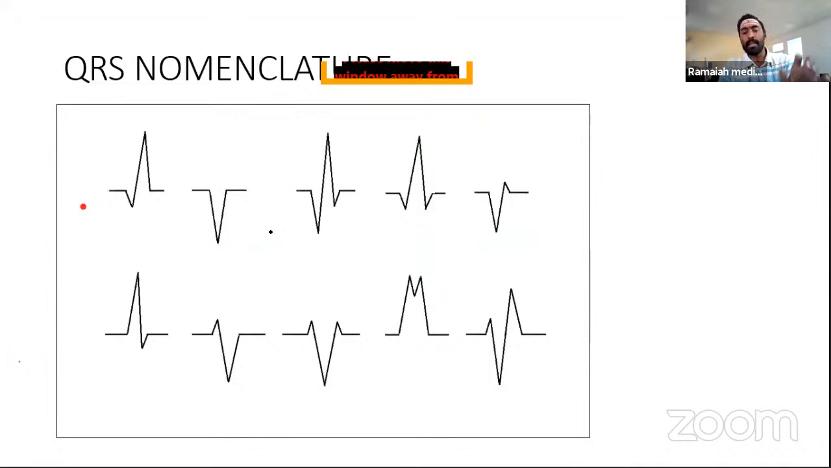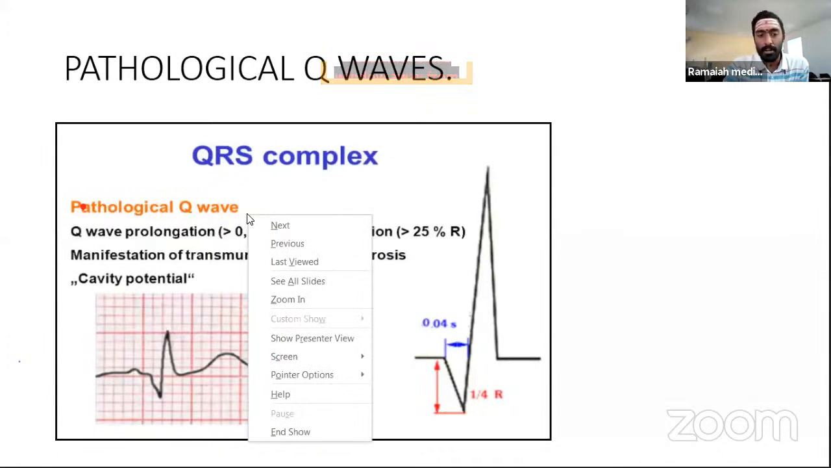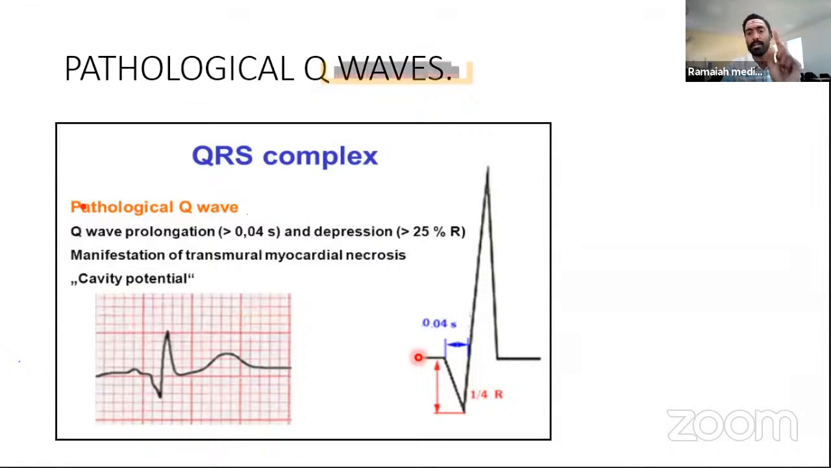So once we know how the QRS is named and what each represents, we'll see the importance of the Q wave. When do we call it a pathological Q wave? It is very important to define this. You just remember one small box. If the time duration is more than 0.04 seconds, it is called a prolonged Q wave. Or if the Q wave height is more than 25% of the next R wave, then it is pathological. Otherwise, it is physiological.